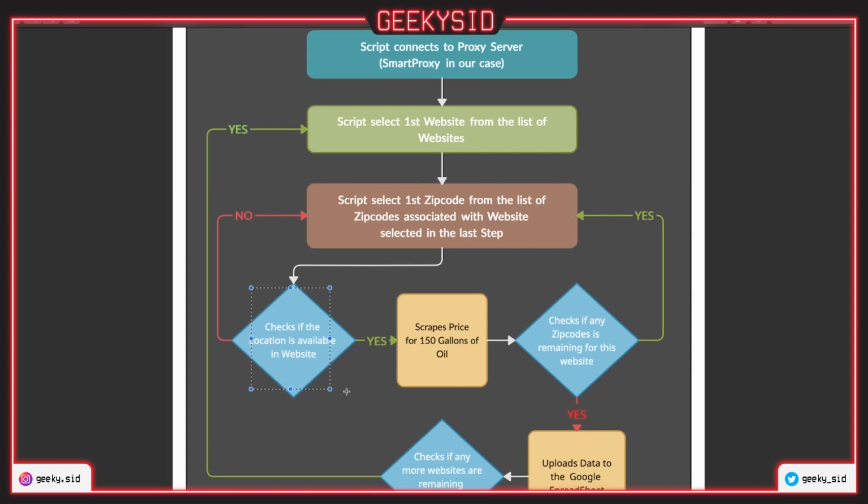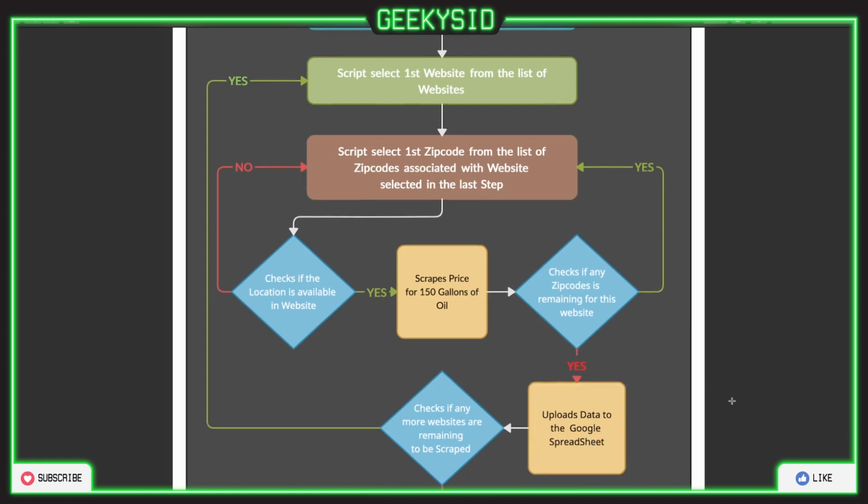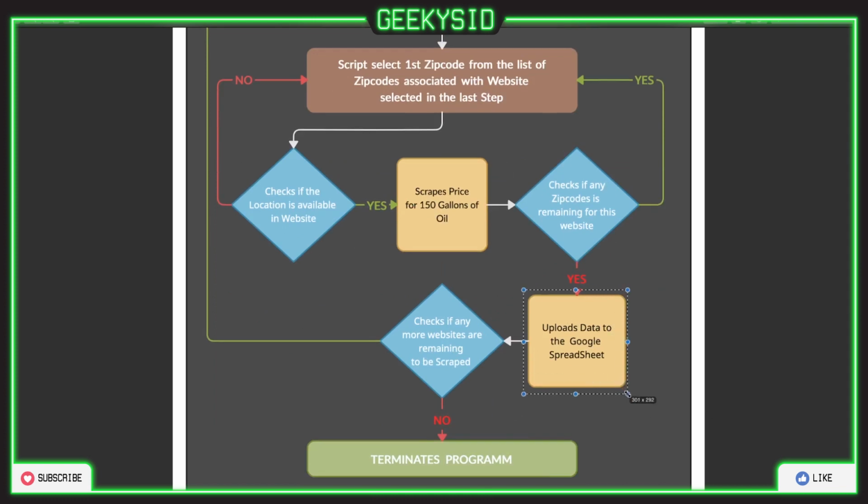Number 1. Check if the given location is available on the website. Number 2. If location is found, it scrapes the price for 150 gallon of oil for that location. Then script will check if there is any location left that is not scraped so far. If yes, then script will return to the third step and select next location and continue. If no, then the script will consider that it has scraped prices for all the location for this website, and so it will upload the data into the Google spreadsheet.